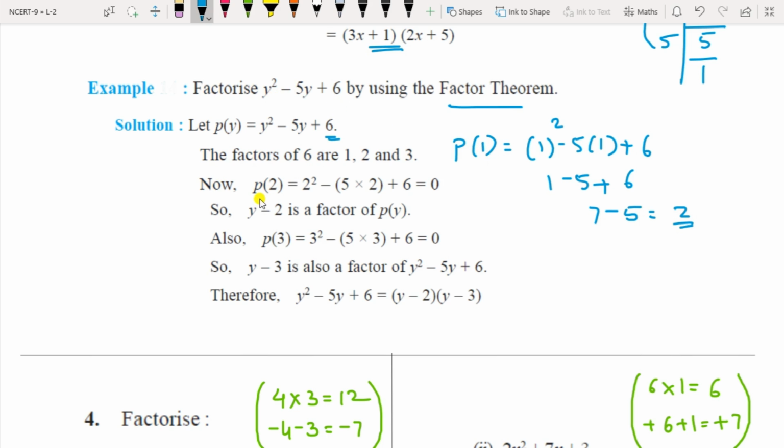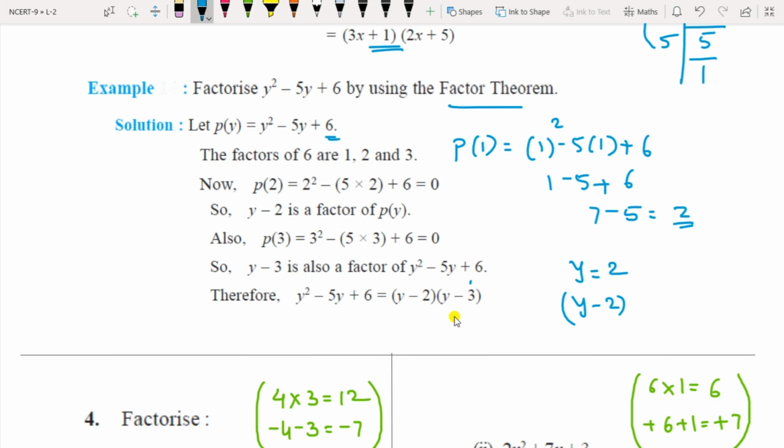So we will substitute with 2 then. After substituting 2, you are getting 0. So y equal to 2 here. Y equal to 2 means you will bring this side, so it will become y minus 2. So y minus 2 is a factor of py. Similarly, substitute 3 in this equation, you should get 0 here, and therefore by doing this you will say that y minus 3 is a factor of this px.